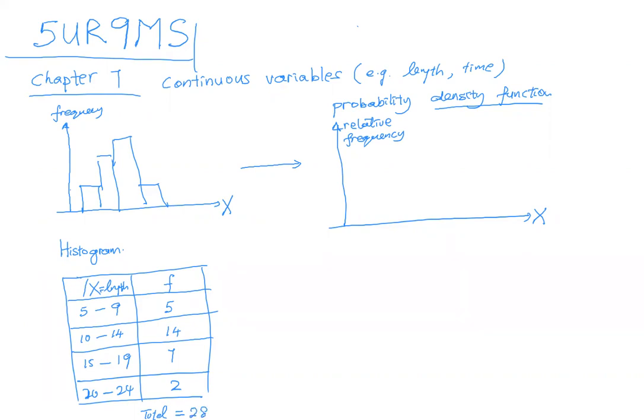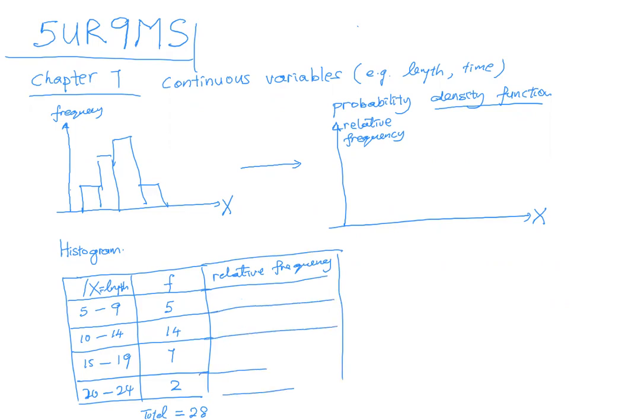So when I say relative frequency, I can put it as a percentage, or I can put it as a decimal. In total, I have 28. So this one is 5 over 28. This one is 14 over 28. And this one is 7 over 28. And this one is 2 over 28.